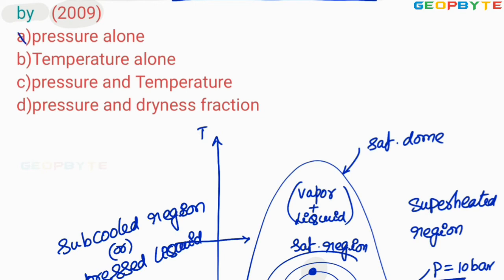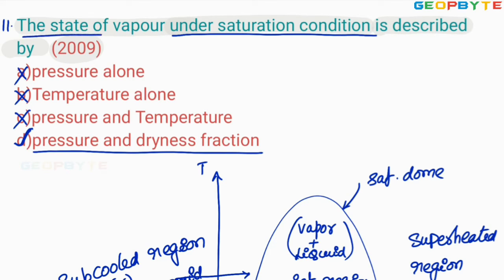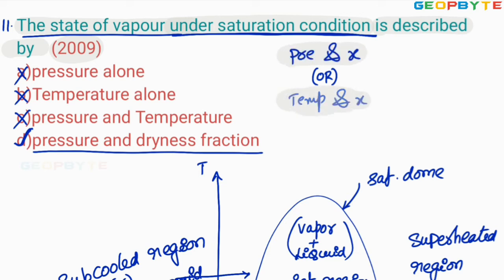Pressure alone is not correct. Temperature alone is not correct. Pressure and temperature, no. Pressure and dryness fraction or temperature and dryness fraction also sufficient. Anyhow, option D is absolutely correct. I hope you got my point. It is asked clearly, the state of the vapor under the saturation condition can be decided by pressure and dryness fraction X or temperature and dryness fraction X. Either way you can find it. I hope you got my point.